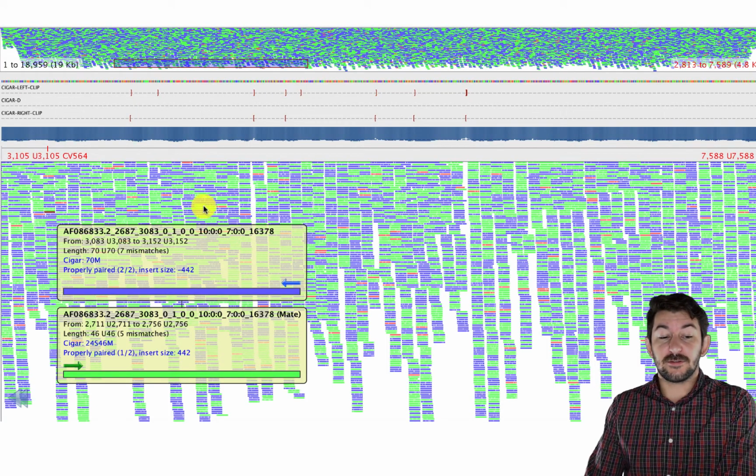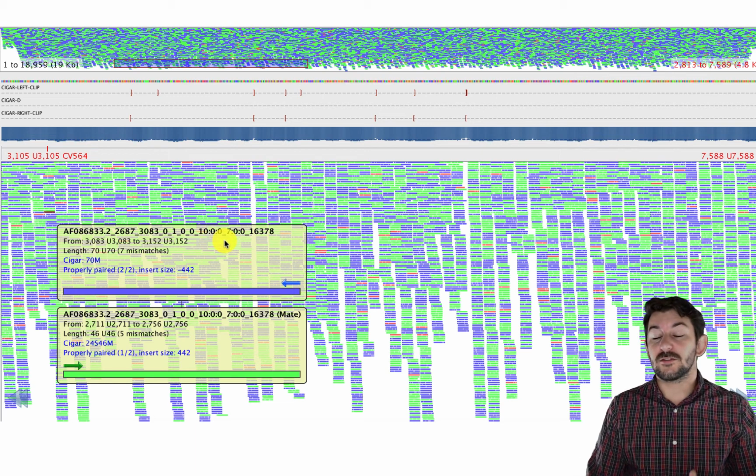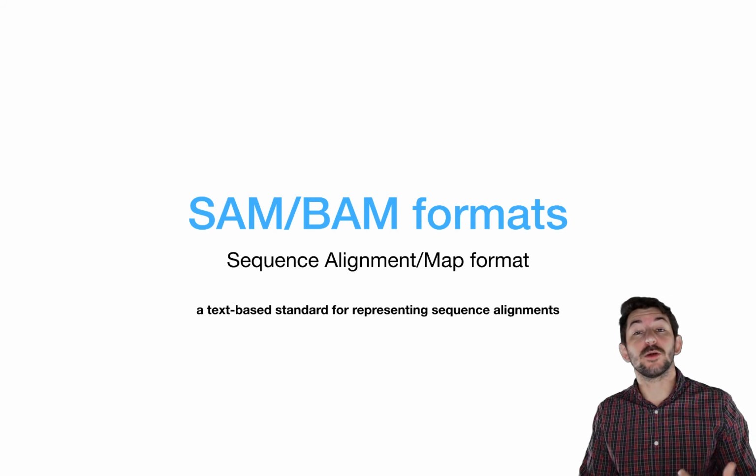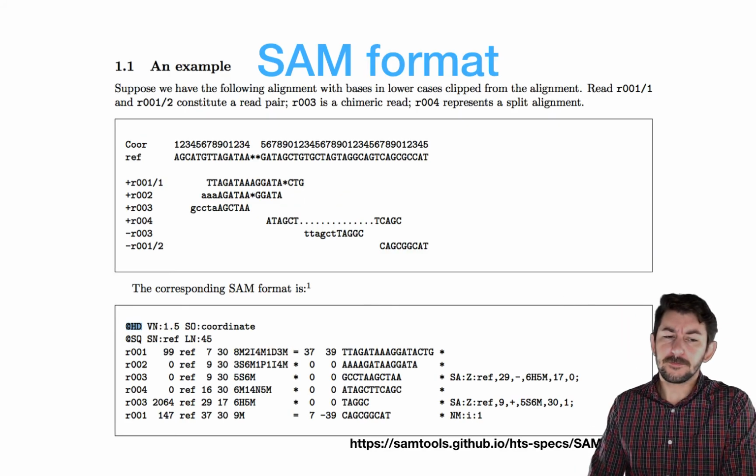How does this image or visualization know which other read is the pair, what the insert is between them, what the quality score is, all these things? This is all contained within the SAM and the BAM format. And you can also query this, as I'll show you in a little bit.